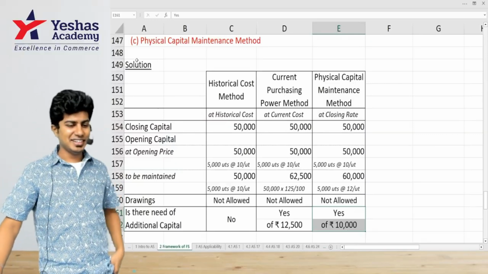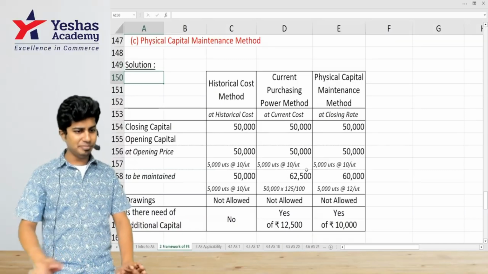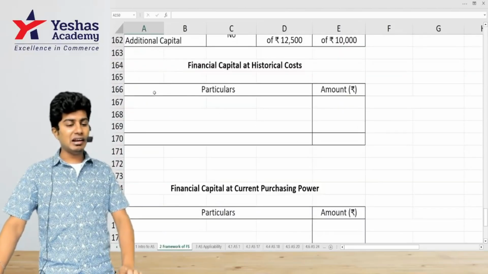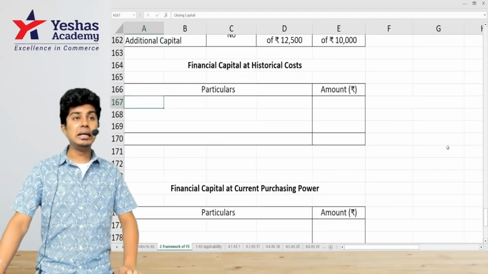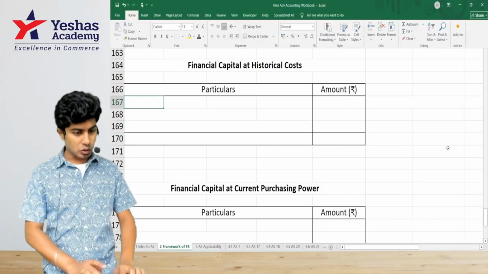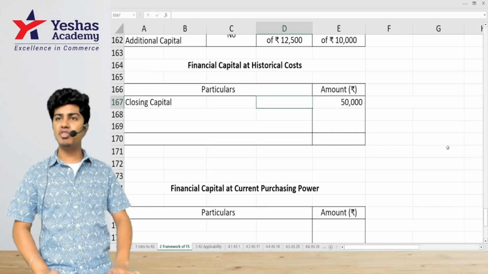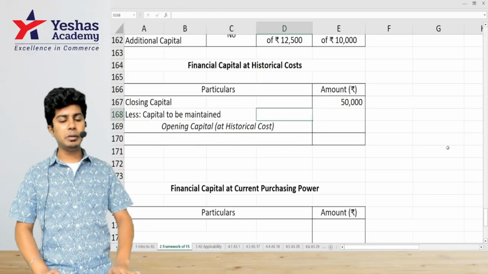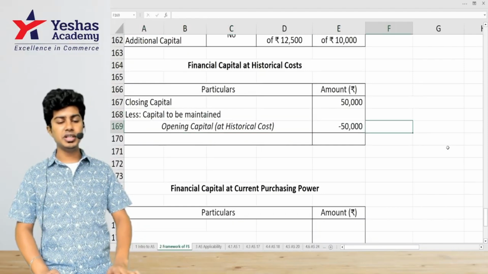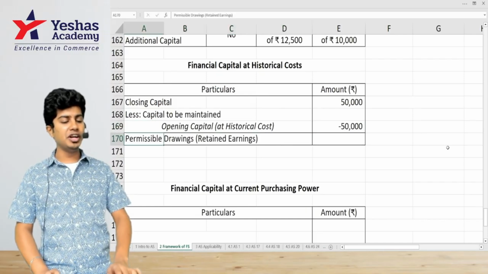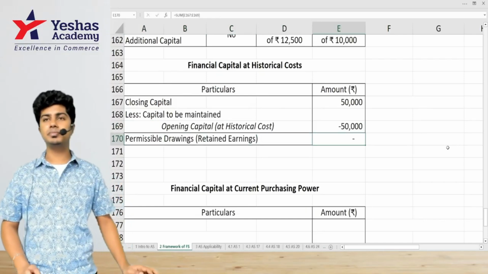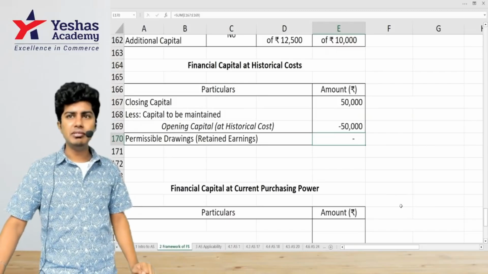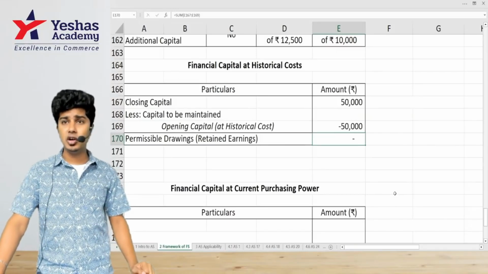Can we solve this in the way in which it's presented in our study material? I hope everyone wrote this table. Under financial capital maintenance at historical cost, I would write closing capital. What is given already in the question is 50,000. Capital to be maintained is 5,000 units at a historical cost of rupees 10 per unit, which is how much? 50,000 again. So if we write that, how much can be withdrawn? Permissible drawings, zero. This is how the answer is presented in the material. Slightly different, but this is accepted. Did you understand financial capital at historical cost?